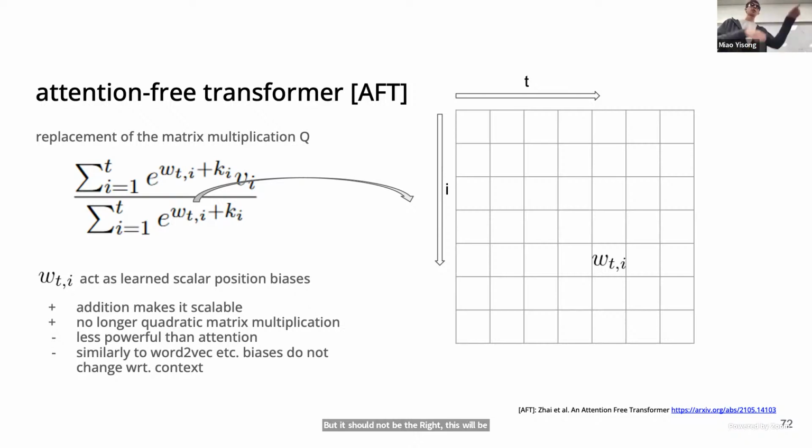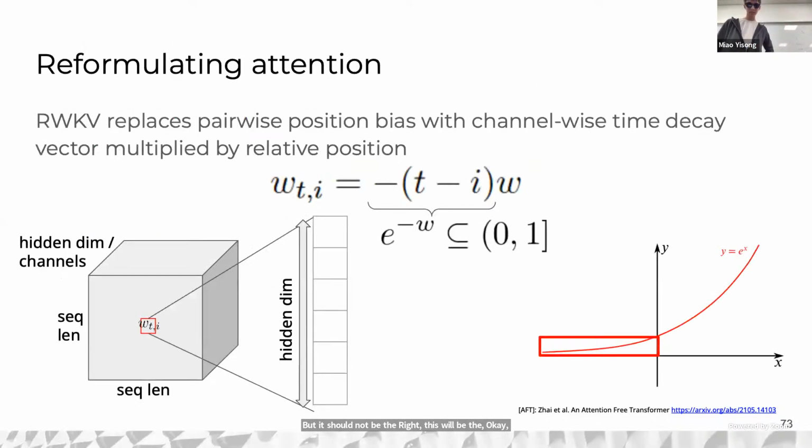Okay, so can you come to the next slide? I still could not get the intuition from the previous slide, but anyway. So how do people compute the W here? W here is learned. It has an individual W for each hidden dimension, and all of these W are learned. Each hidden dimension is independent.